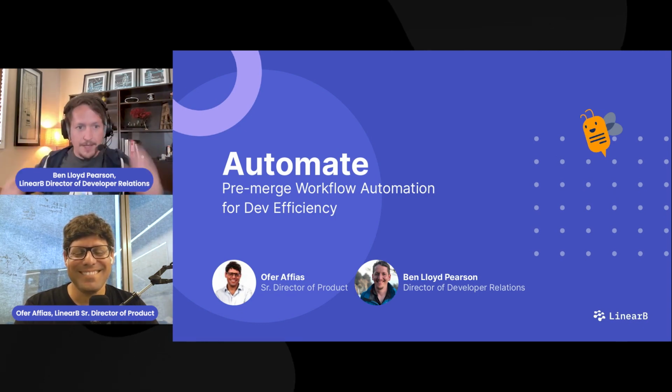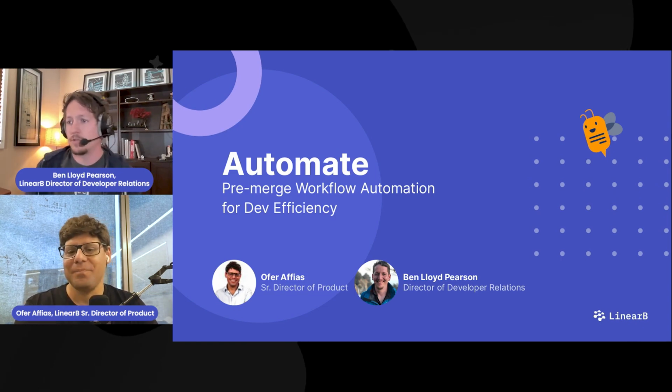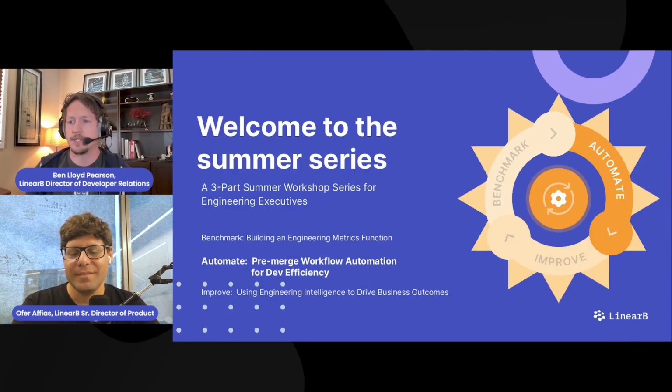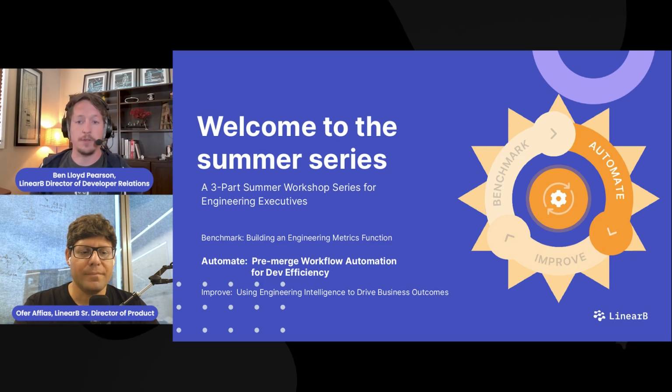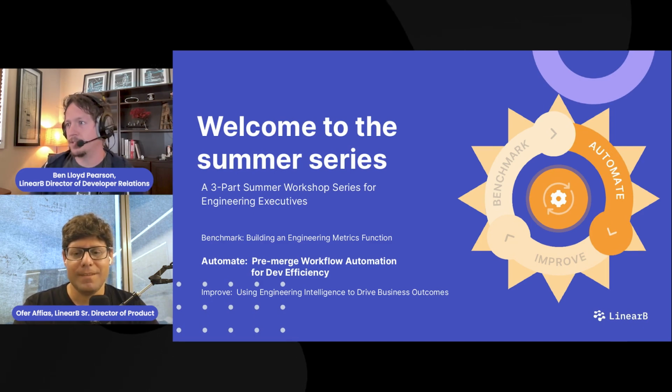So if you're here today, you might be aware that this is a part of a three-part series. This is the second of three. Our first session, about a month ago, was titled Benchmark, and it covers how to build your first engineering metrics function within your organization. Today, it's going to be all about workflow automation for developer efficiency. And then if you want, you should join us here in about another month for our last session titled Improve, which will help you take the information you learned from these first two sessions and apply that to help drive business outcomes. So without further ado, let's get into Automate.